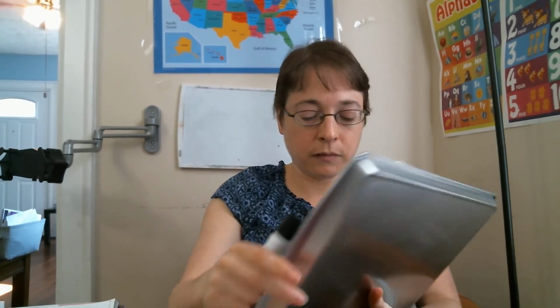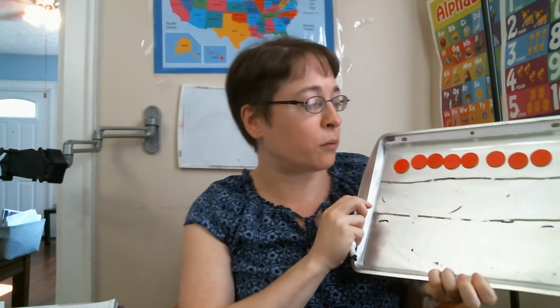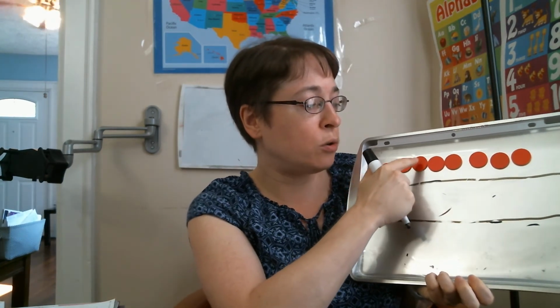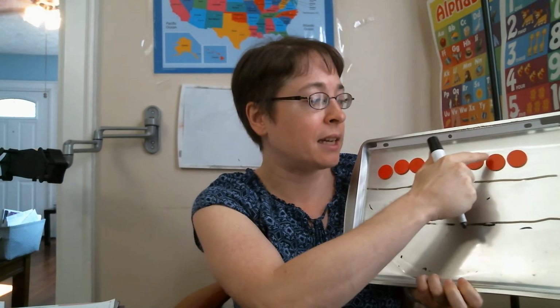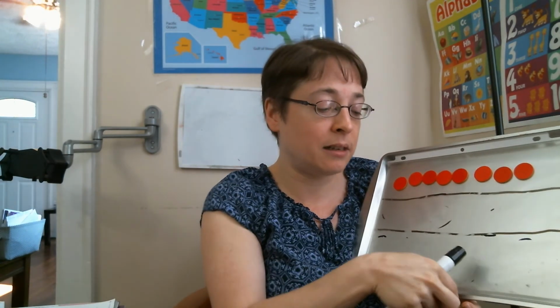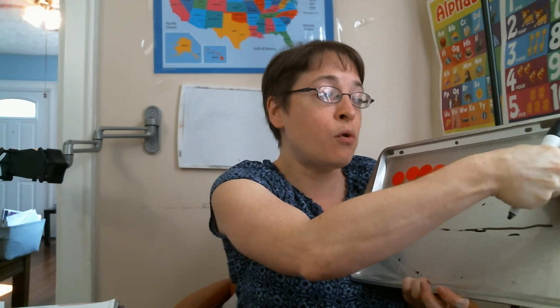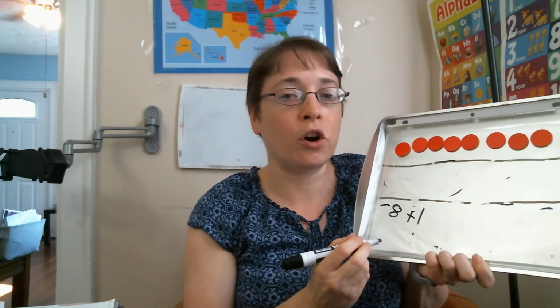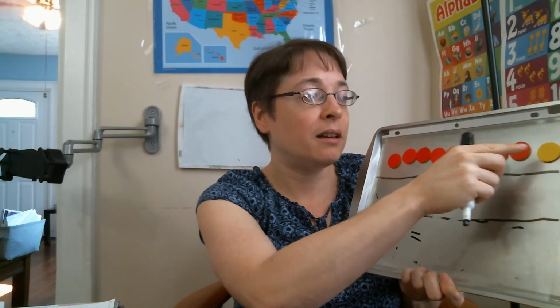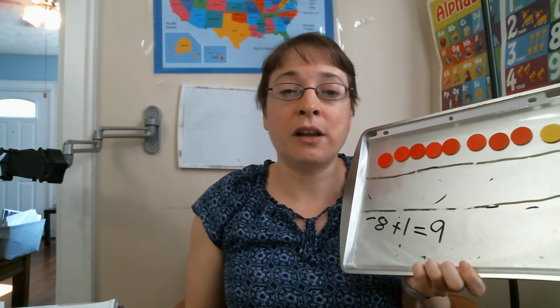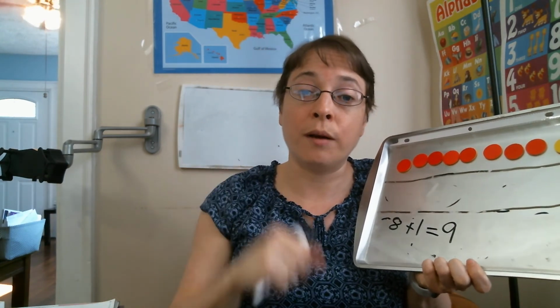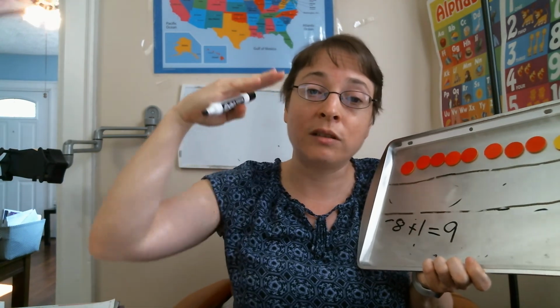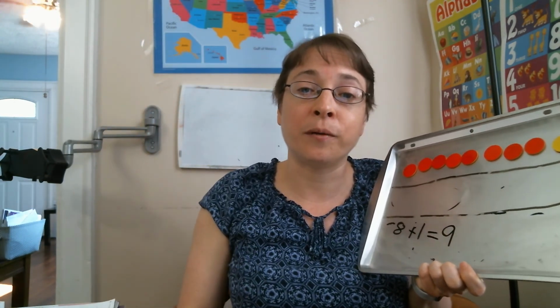All right, let's try one more of those. Erase this. Now, how many do I have? 1, 2, 3, 4, 5, 6, 7, 8. And 1 more. So 8 and 1 more equals 9. Very good. So when you add 1 more, you just count to the next number.